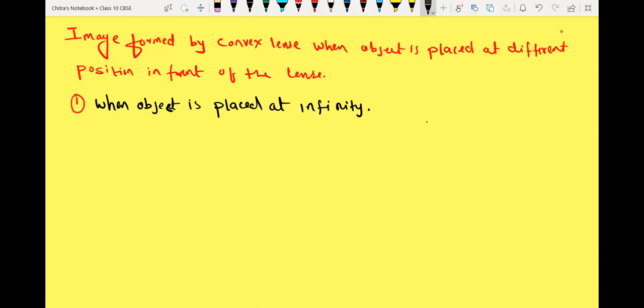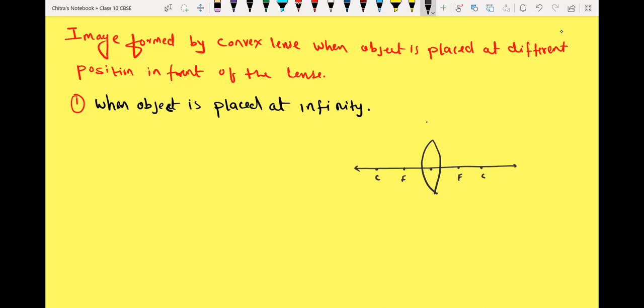So here we have the lens. This is the principal axis. Here we have the optical center. Then here we have the focus F. Here we have the center of curvature. Likewise here we have F, and here we have the center of curvature for the other part of the lens.